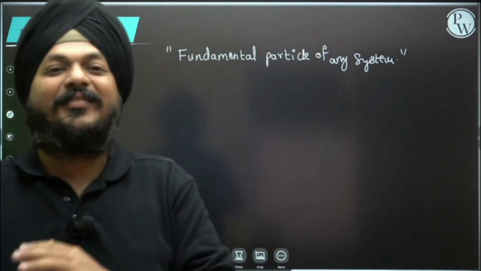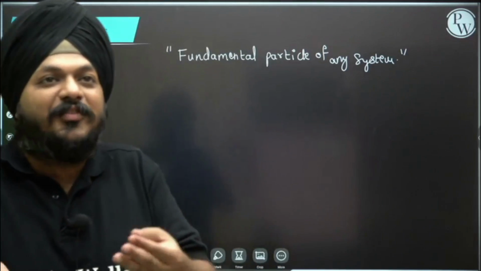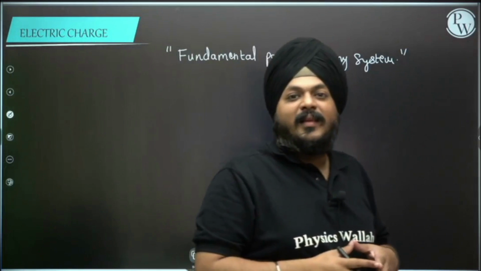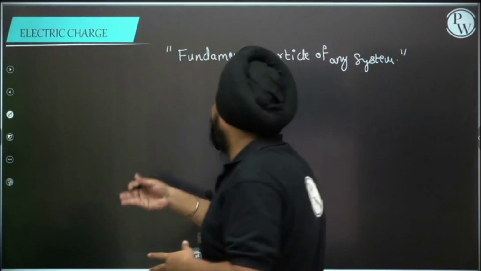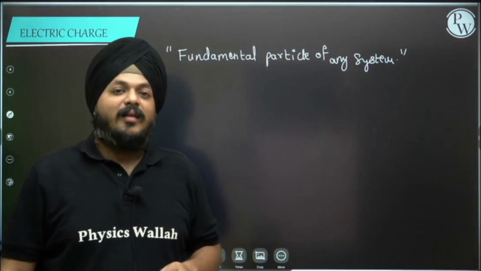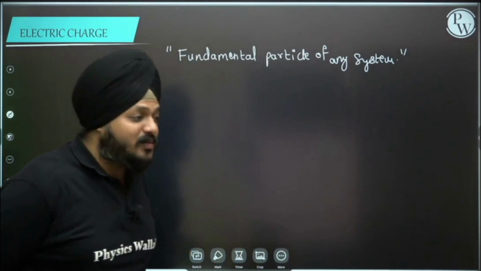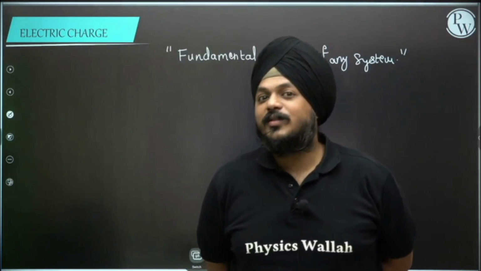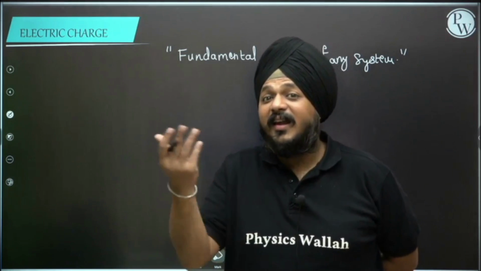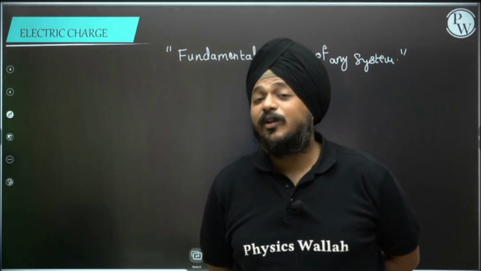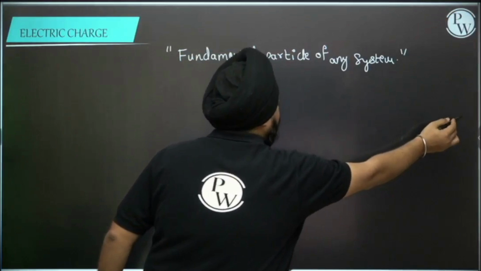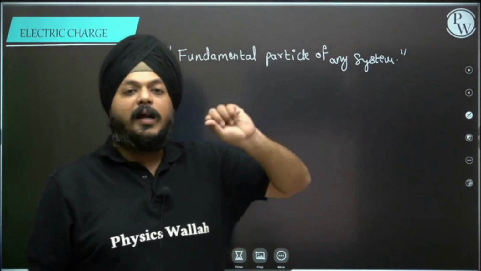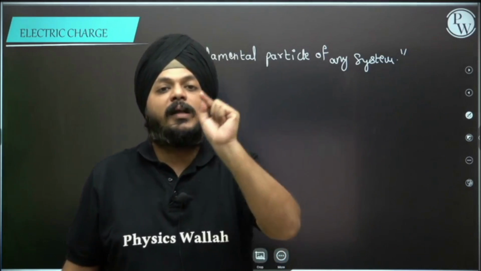So simply we are defining the charge as the most fundamental particle of an entity of a system. Now, if you want to understand the charge better, if you want to be a friend of the electric charge, then you need to understand the classification of the charge, where it is present, and what kind of effect charge is showing. Simply, if I want to define charge, it is the smallest, the tiniest, fundamental particle of the system.